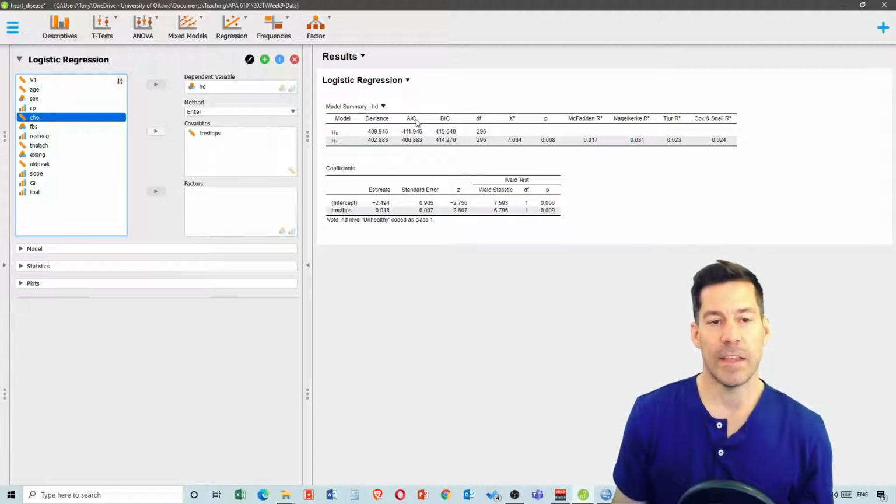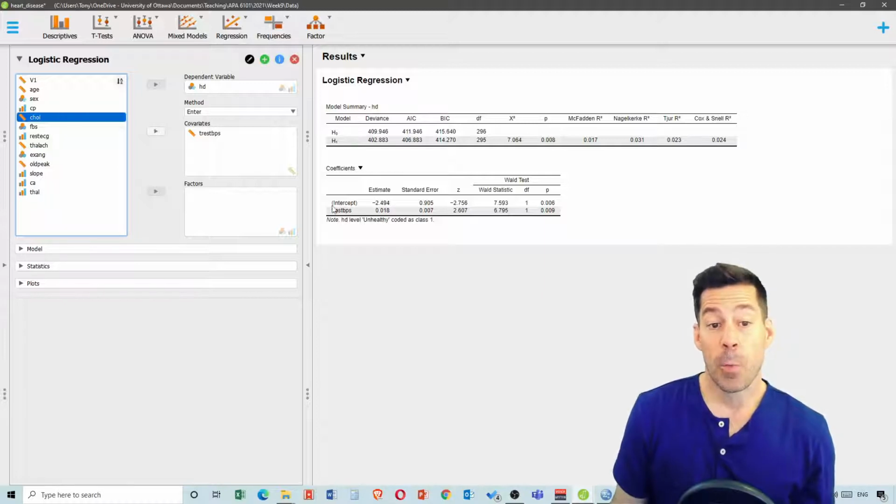Now, what we see is we get out our deviance and our AIC and BIC in the model. This just tells us about the quality of our model. A lower AIC is better, and that suggests that our model that we've put in with trestbps is just better than nothing. So we see that that is lower. 406 is less than 411.